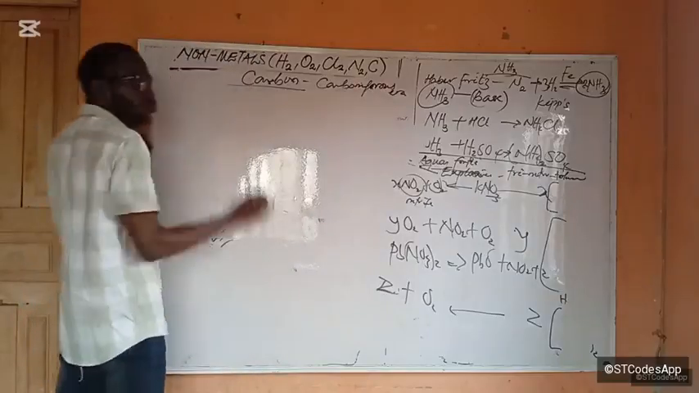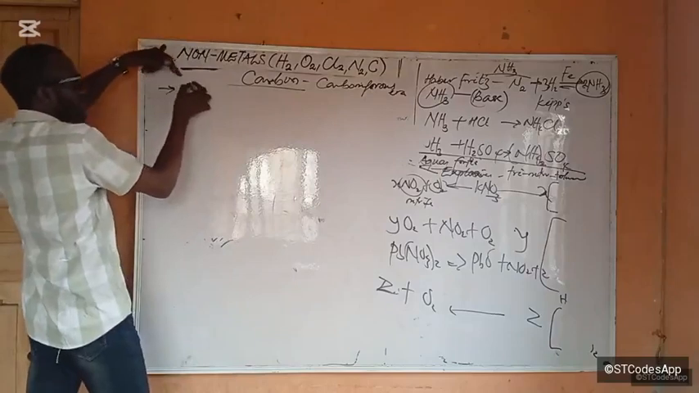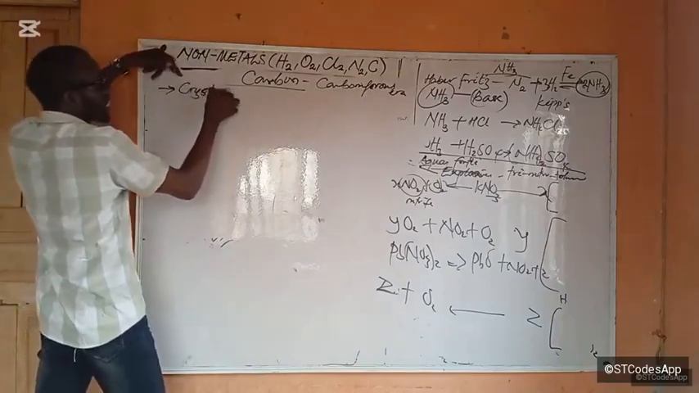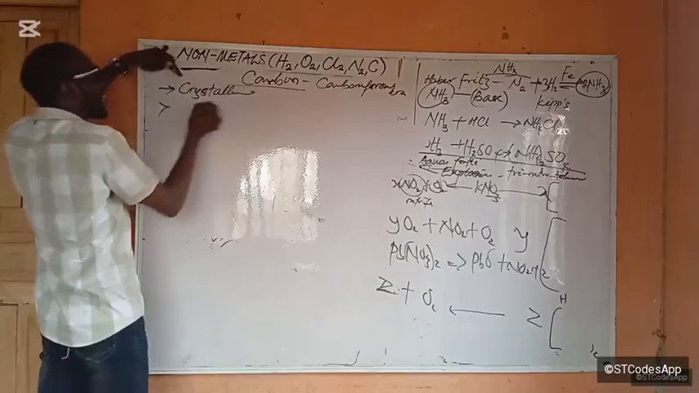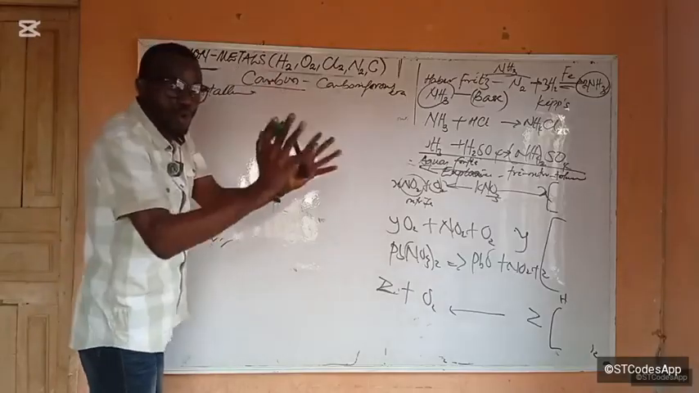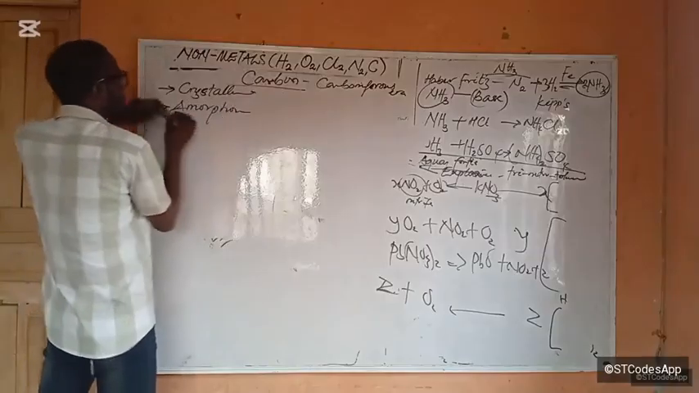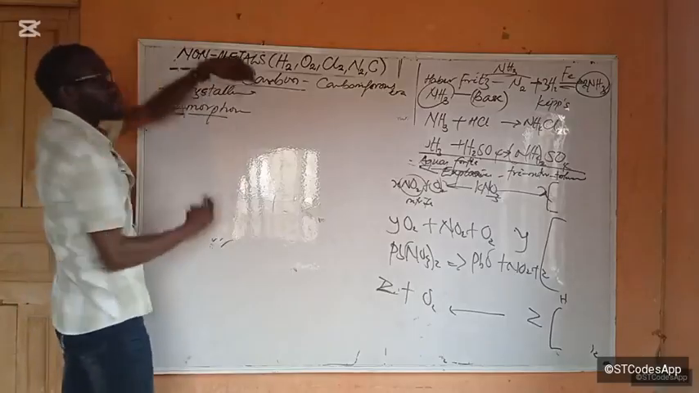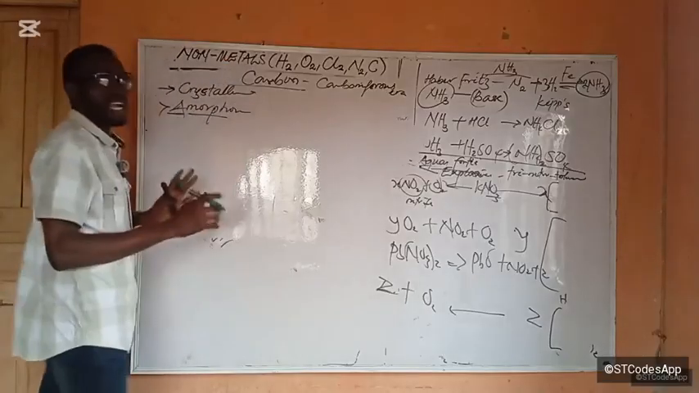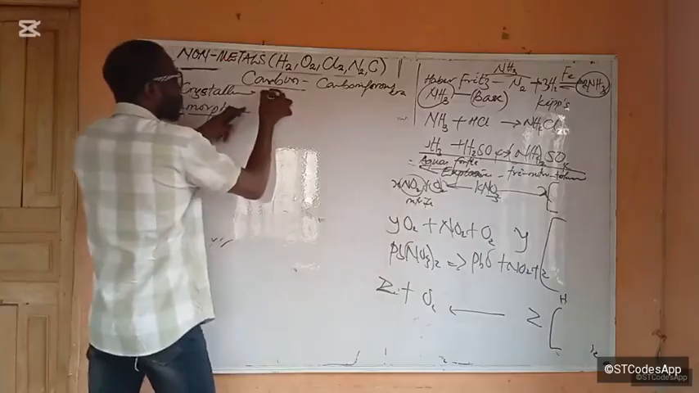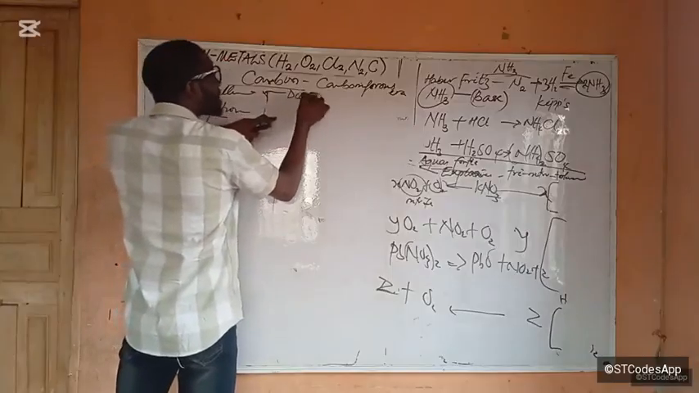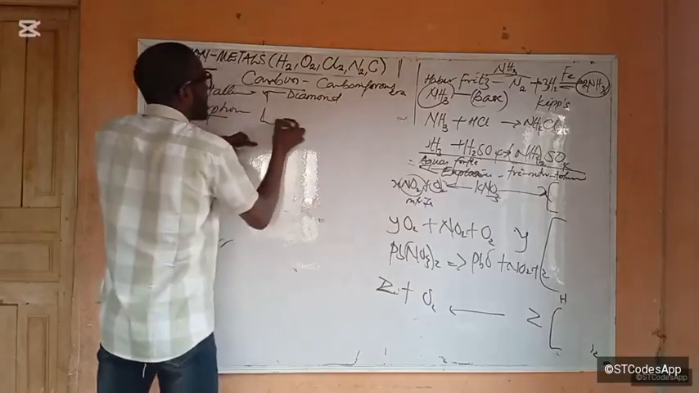There are two types of allotropes. We have the crystalline allotropes, which are the allotropes that have structure, they have form. Then the ones that don't have form are amorphous. Amorphous means not. Morph means form. So no form, they are shapeless. The two crystalline ones that exist are diamond and graphite.